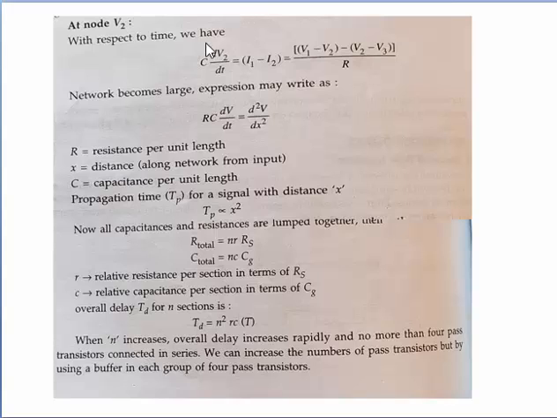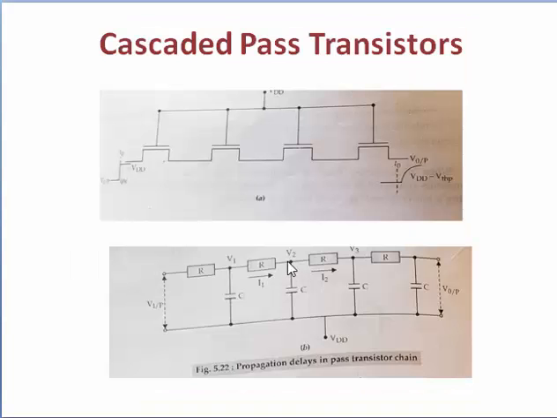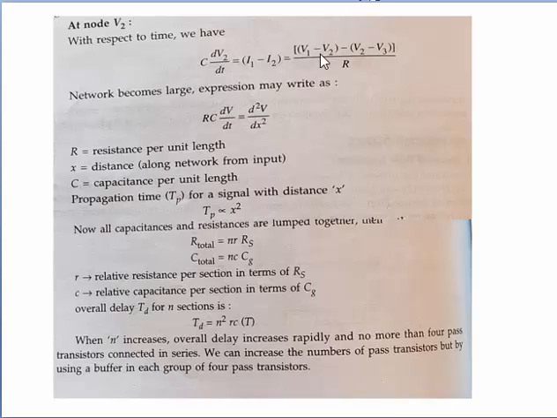So with respect to time, in Q equal to C into V, I is equal to C into dV by dt. V is V2, that is equal to I1 minus I2 at node V2. That is C into dV2 by dt equals I1 minus I2. I1 current is equal to V1 minus V2. I2 current is equal to V2 minus V3. So it becomes (V1 minus V2) minus (V2 minus V3) divided by R.